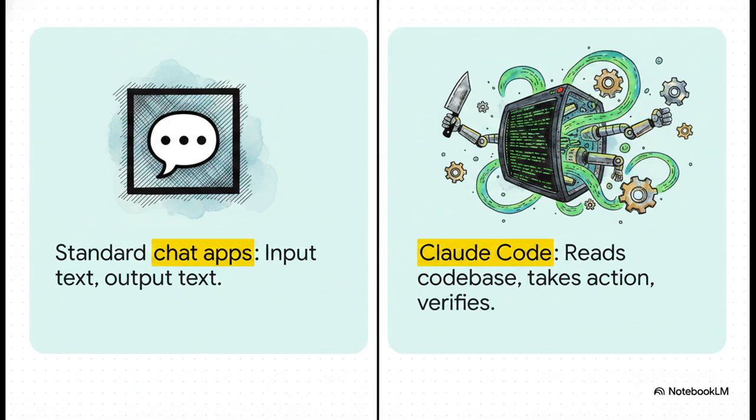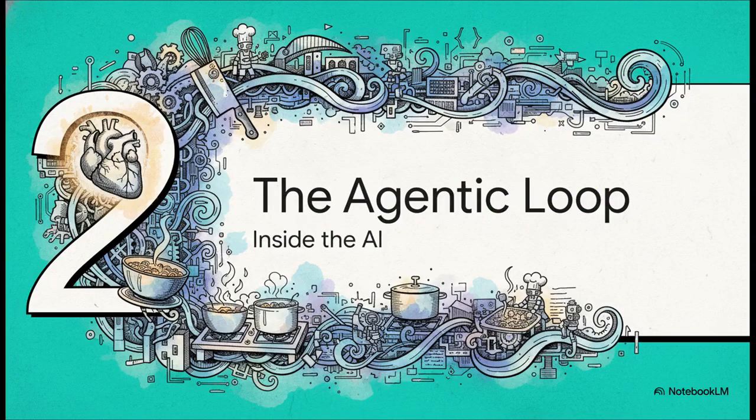But Claude Code is fundamentally different. It doesn't just spit out text. It lives right in your terminal. It actively reads your code base, it takes direct action by editing files or running commands, and crucially, it verifies its own work. It's kind of like the difference between asking someone for a recipe versus having them actually step into your kitchen and start cooking for you. Which brings us to Section 2, inside the Agentic Loop.